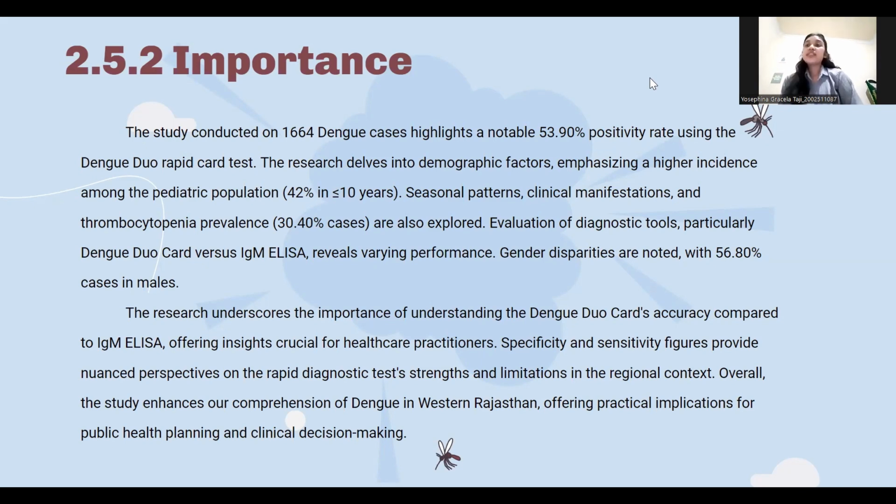Seasonal patterns, clinical manifestation, and thrombocytopenia prevalence, 30.40% of cases, are also explored. Evaluation of diagnostic tools, particularly dengue duo cards versus IgM ELISA, reveals varying performance. Gender disparities are noted, with 56.80% of cases in males. The research underscores the importance of understanding the dengue duo card's accuracy compared to IgM ELISA, offering insight crucial for healthcare practitioners.